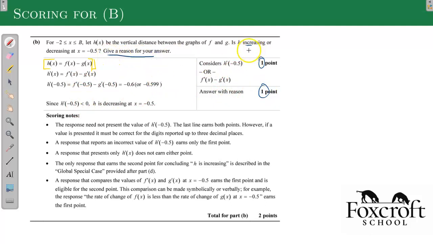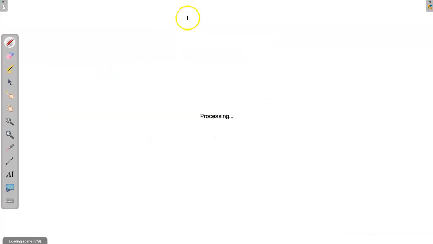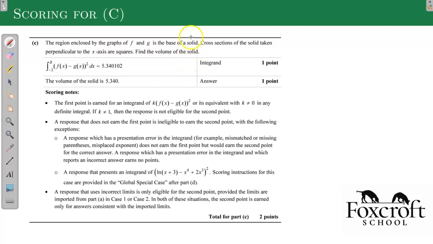Also, it says give a reason for your answer. The reason something's increasing or decreasing is because its derivative is positive or negative. So make sure you read. If it says give a reason or justify your answer, you kind of have to write the sentence at the end: why does all the work you did lead you to the answer? I think that was a harder 2 points than the first 3 points.